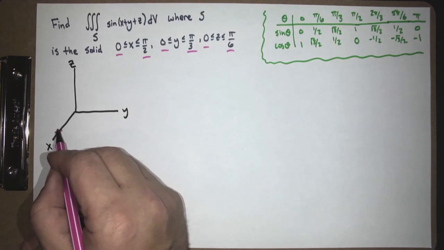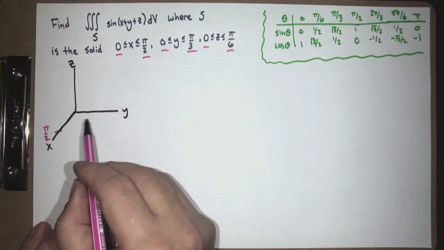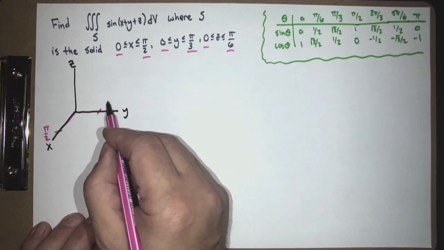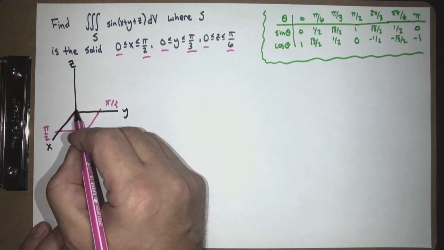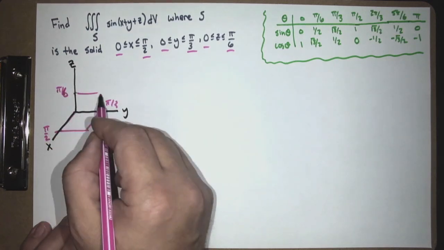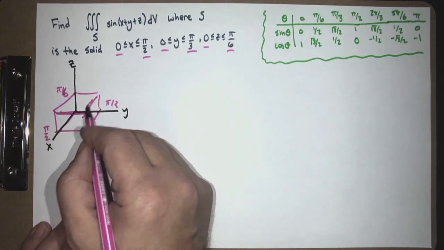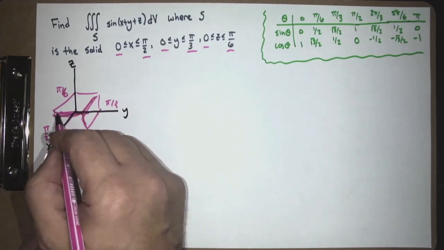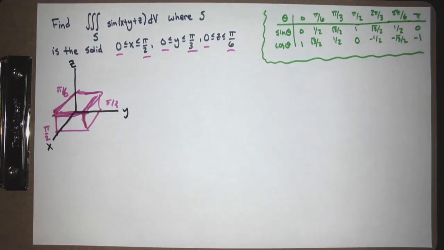So we say x goes up to pi over 2. y goes 0 to pi over 3. So if I'm just looking at x and y, I have that portion. And then z goes to pi over 6. We have our box. Now, the nice thing about setting up integrals for boxes is they're very easy to set up.